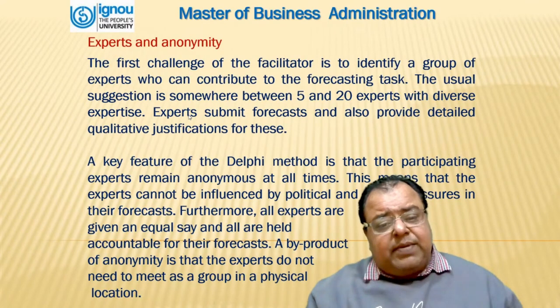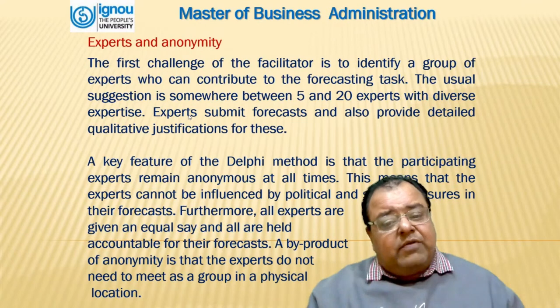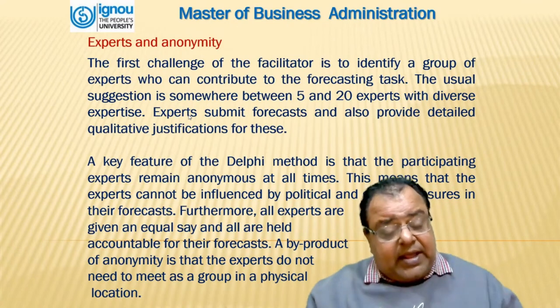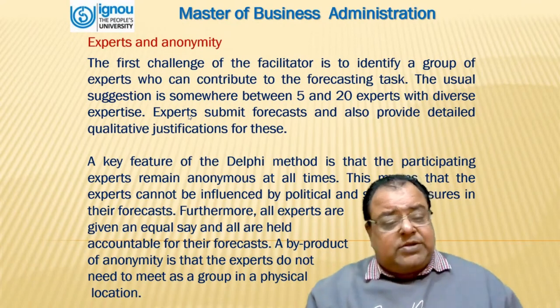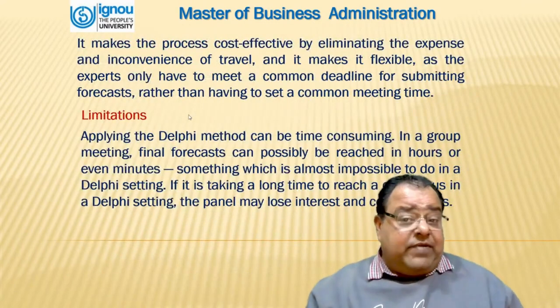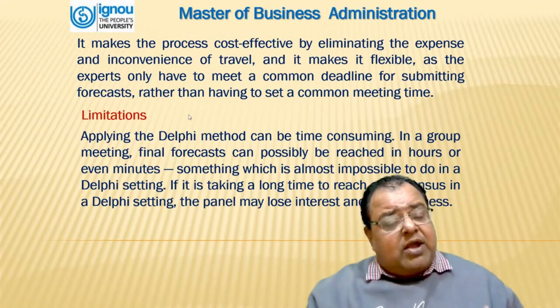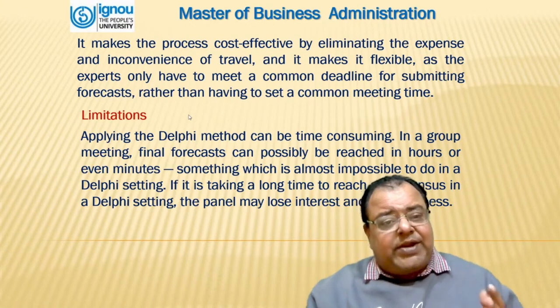This means that the experts cannot be influenced by political and social pressures in their forecasts. Furthermore, all experts are given an equal say and all are held accountable for their forecasts. A byproduct of anonymity is that the experts do not need to meet as a group in a physical location. It makes the process cost effective by eliminating the expenses and inconvenience of traveling, and it makes it flexible, as the experts only have to meet a common deadline for submitting forecast rather than having to set a common meeting time.